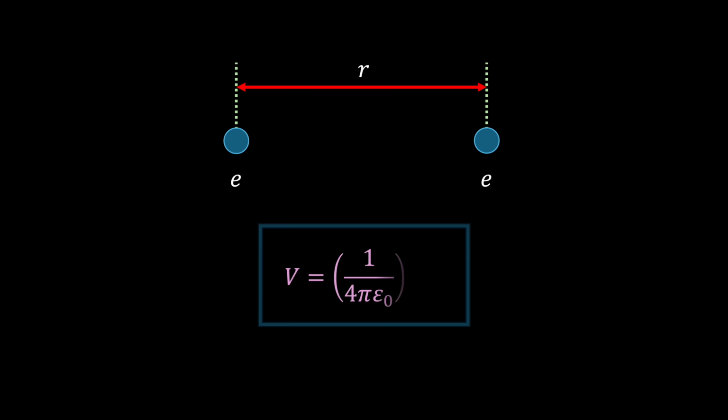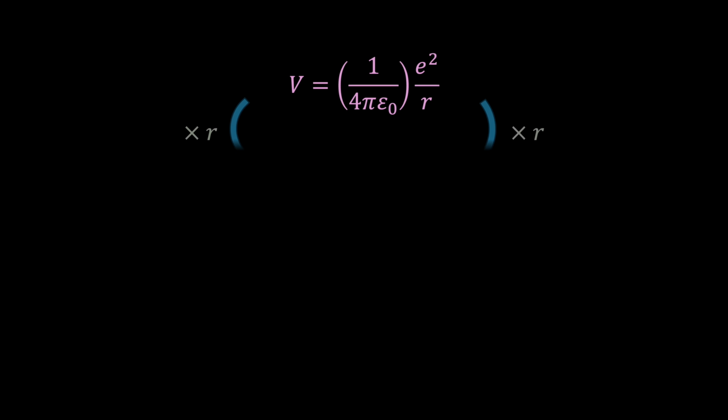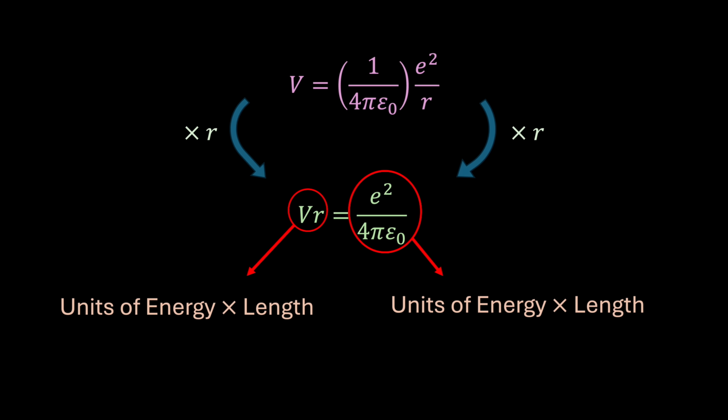In electrostatics, the Coulomb potential energy corresponding to two electrons, each with charge e separated by distance r, is equal to 1/4πε₀ times e² divided by r, where ε₀ is the permittivity of free space. If we then multiply both sides by r, we find the expression Vr equals e² divided by 4πε₀. We note that the left-hand side now has units energy times length, and therefore for the units to balance, the right-hand side must also have units of energy times length.